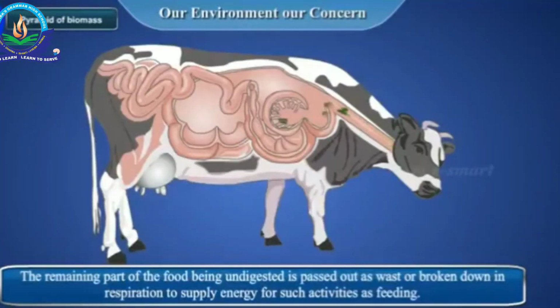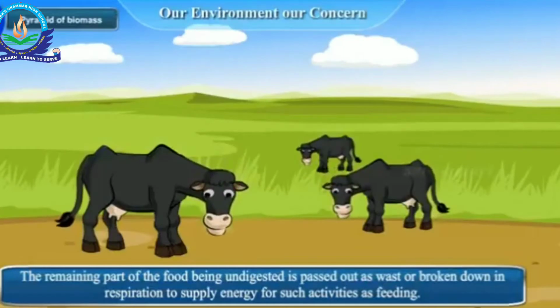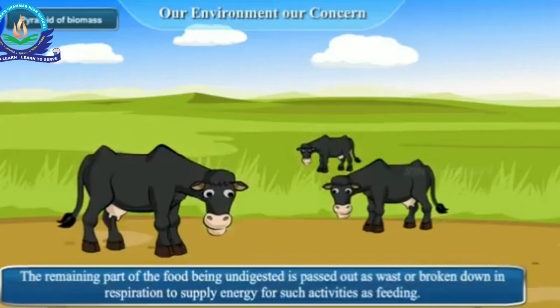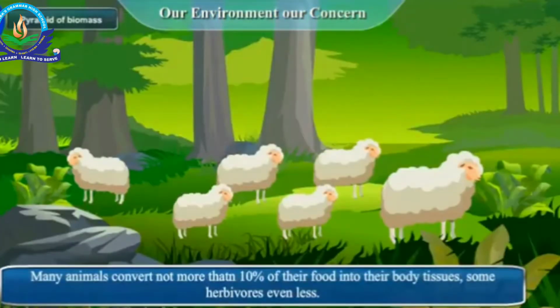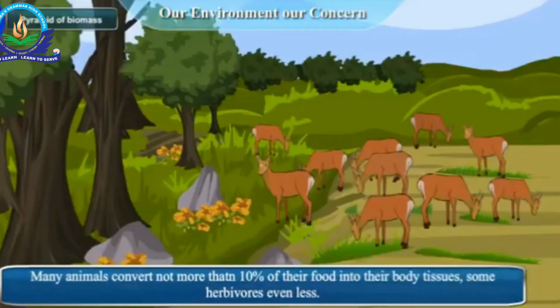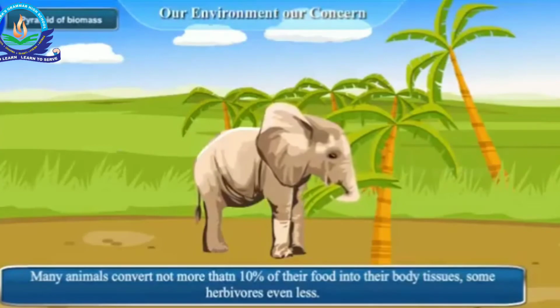The remaining part of the food, being undigested, is passed out as waste or broken down in respiration to supply energy for such activities as feeding. Many animals convert not more than 10% of their food into their body tissues. Some herbivores even less.